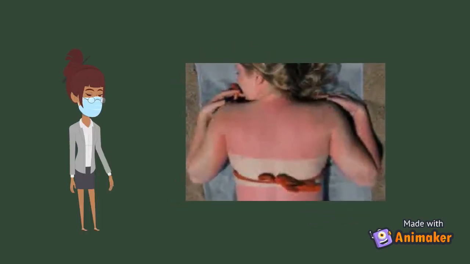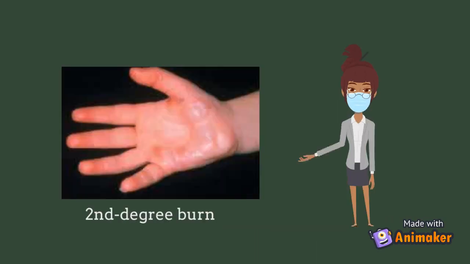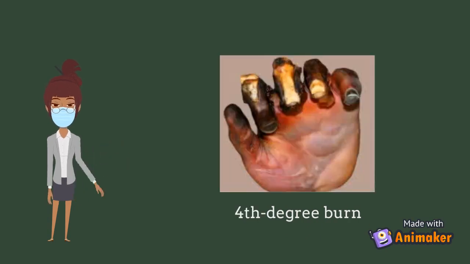Burns are classified according to their severity. In first-degree burns, only the superficial epidermis is damaged. Second-degree burns involve injury to the epidermis and the superficial parts of the dermis. Third-degree burns destroy both the epidermis and the dermis and often extend into the subcutaneous tissue. Fourth-degree burns extend into deeper tissues such as bone, muscle, or tendons.